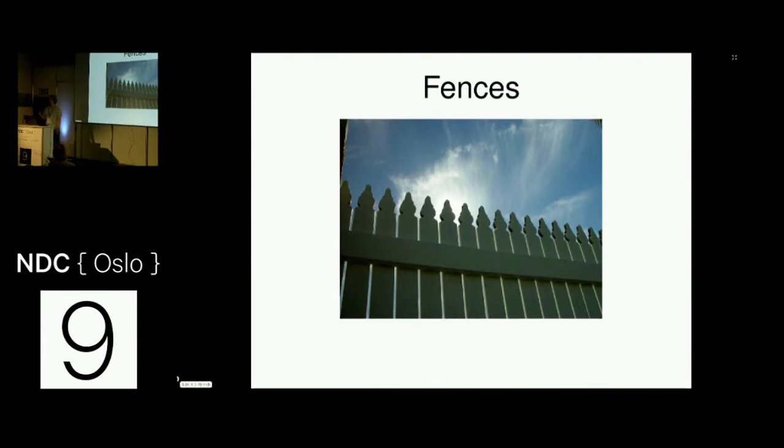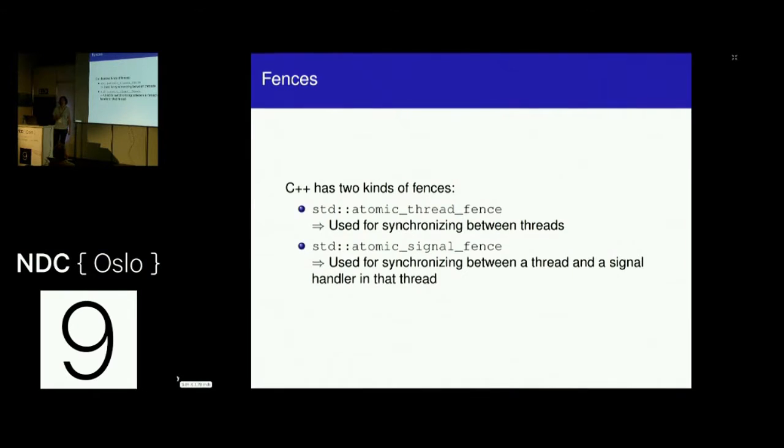We've also got fences. Two kinds of fences. There's a thread fence and a signal fence. Now, the thread fence is what one might always think of as a fence, and the signal fence is specifically for synchronizing between a thread and a signal handler in the same thread, which, for most purposes, you can probably completely ignore. I've just put it on here for completion. If you're doing signal handlers and using atomic operations, then you can read up about signal fence, but otherwise, just ignore it.